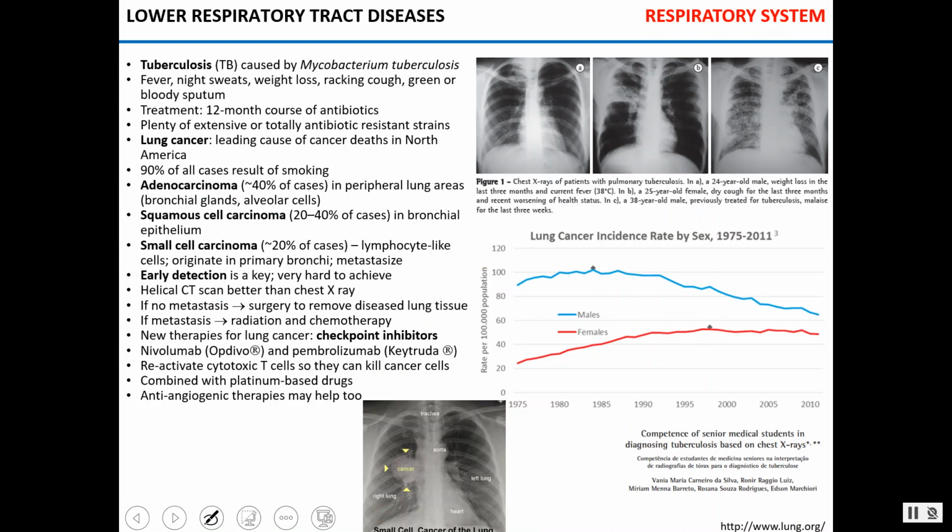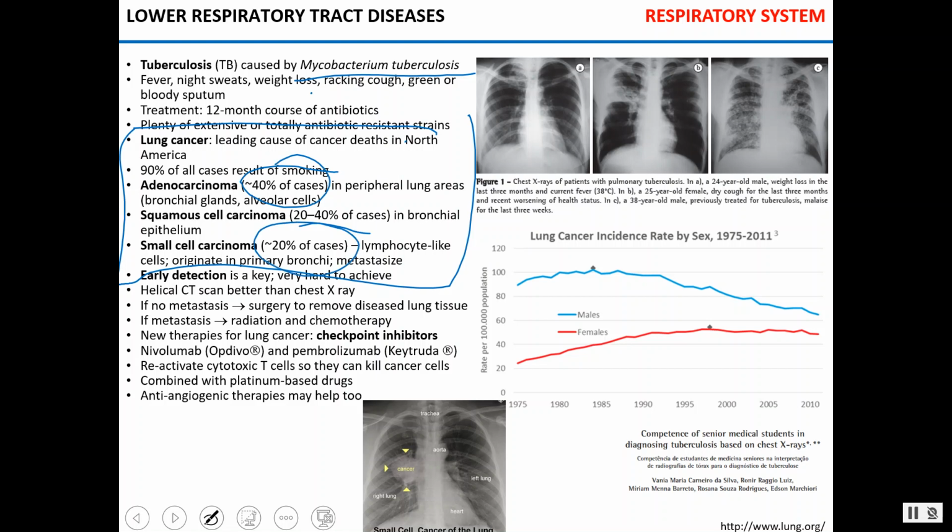Tuberculosis is a bacterial infection of the lungs caused by Mycobacterium tuberculosis. Symptoms of the chronic one: fever, night sweats, cough, green or bloody sputum. It can be treated by a long course of antibiotics. Lung cancer, several forms, from less to more invasive.